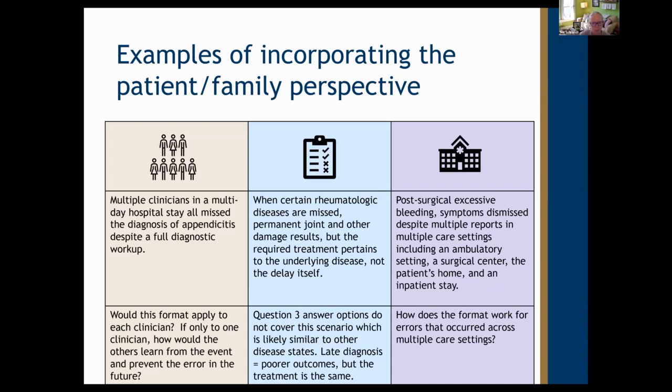And then we have a different example, again, in a setting where things are frantic. Maybe the diagnostic error started in an ambulatory setting, then was continued in a surgical center, went to the patient's home, came back for an inpatient stay. How does one format cover multiple sites of care, multiple providers? So all of these things that we all know better than anyone because we've lived them, we've experienced them. How do we build this format out to best capture that data and make sure it ends up providing usable data that we can learn from and keep patients and families safe with?